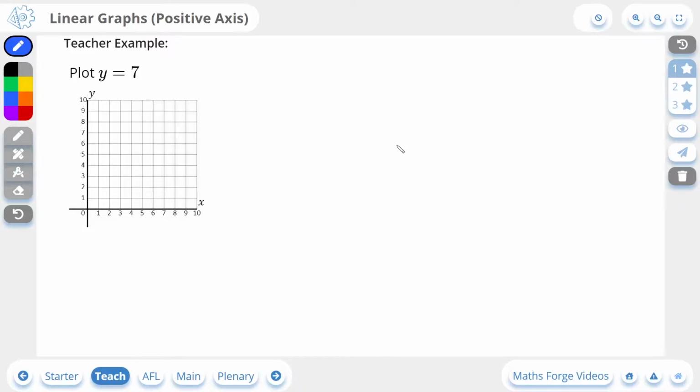Hi, this is Jack from Maths Forge, and in today's lesson we're going to be doing linear graphs for the positive axis. So let's take a look at our first example.